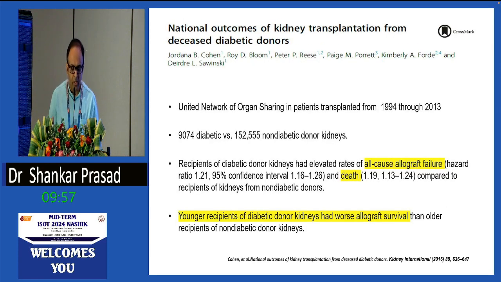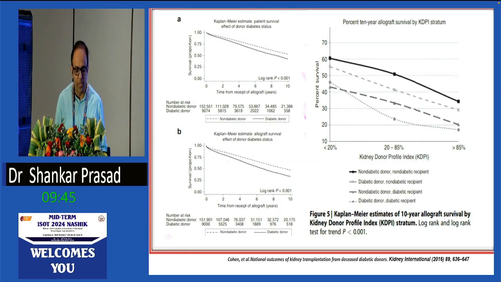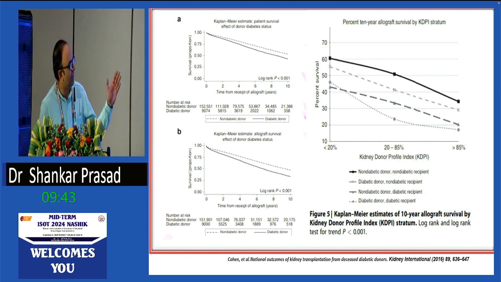Whereas the Cohen et al., published in 2016, again from the UNOS registry, compared diabetic versus non-diabetic donors. Here they took diabetic as one pool and non-diabetic as the other pool. When they compared all graft failure and death, if you look at the graphs on the left side, it is very clear that a donor with diabetic status will not do well as far as graft survival as well as patient survival.